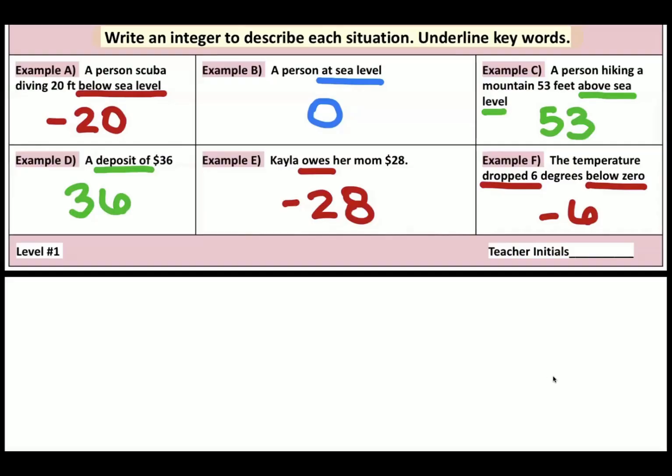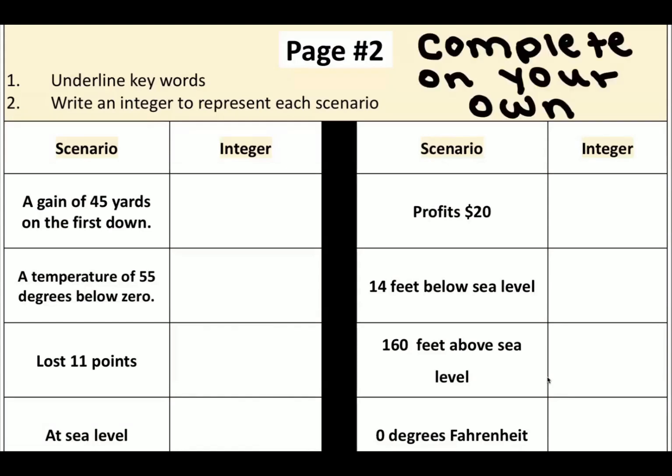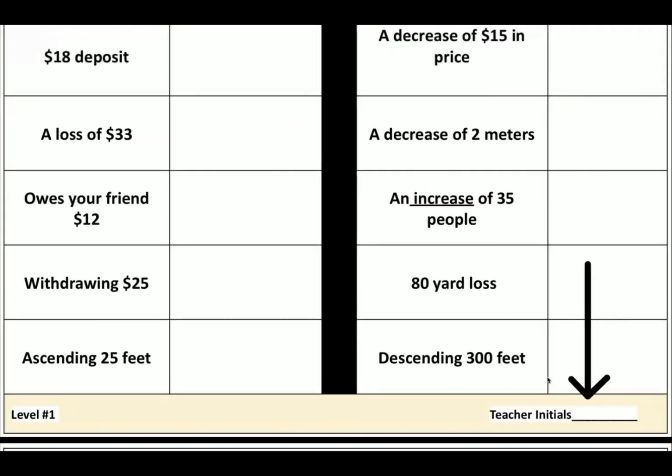If your teacher wants you to, go ahead and get their initials for page 1, and then let's move on to page 2. On page 2, we're practicing the same thing, so you're going to complete this page on your own. And then once again, if your teacher wants you to, go ahead and get their initials.